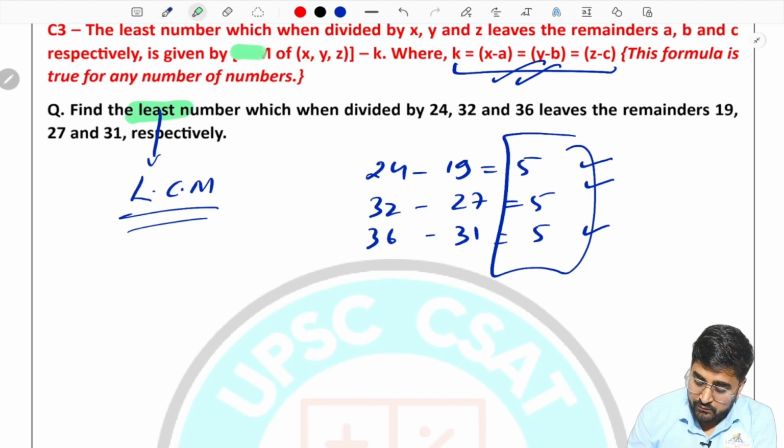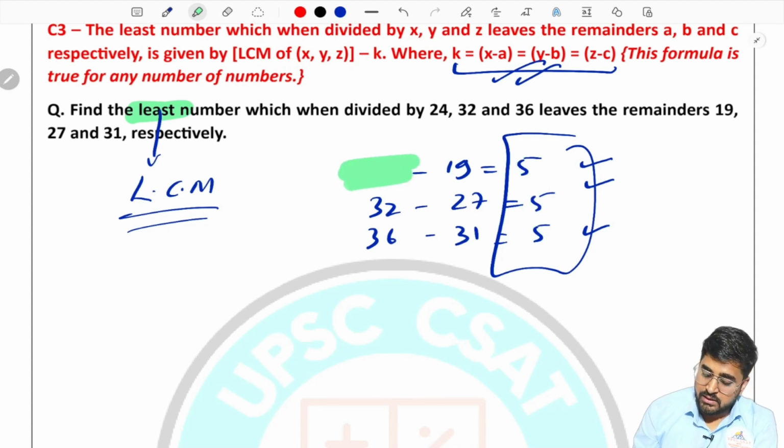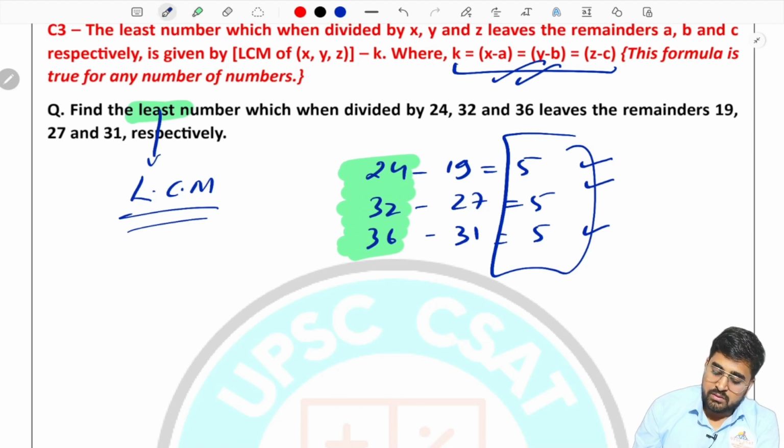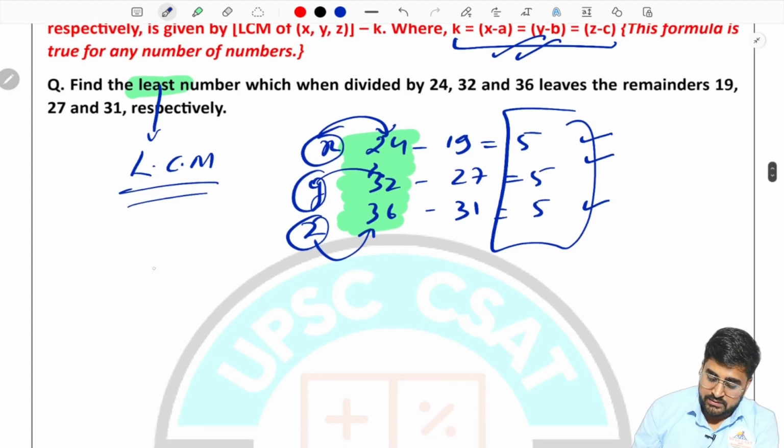According to the question, we have to take the LCM of all three numbers. Not these differences, which we have only checked. The LCM is of the original numbers: x is 24 here, y is 32 here, z is 36 here. You have to take the LCM of these three numbers. Okay, now let us take it.